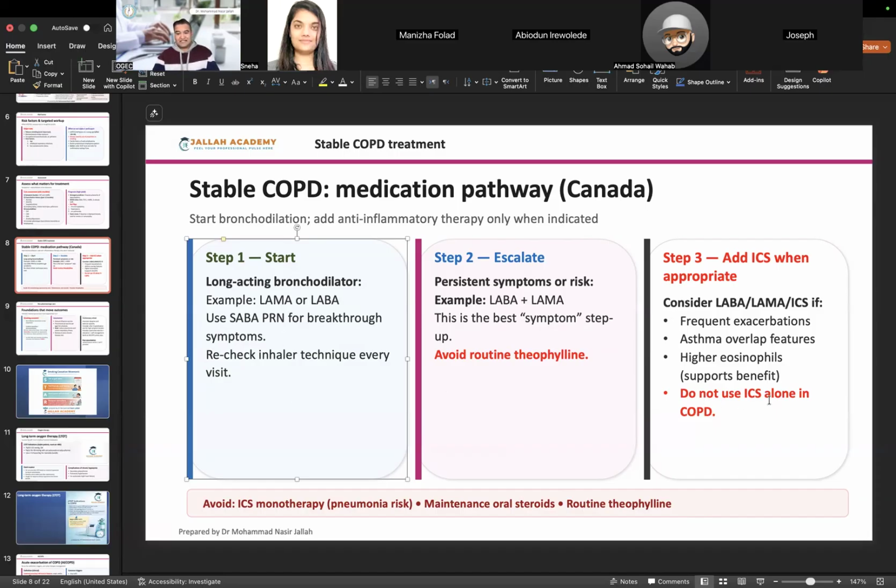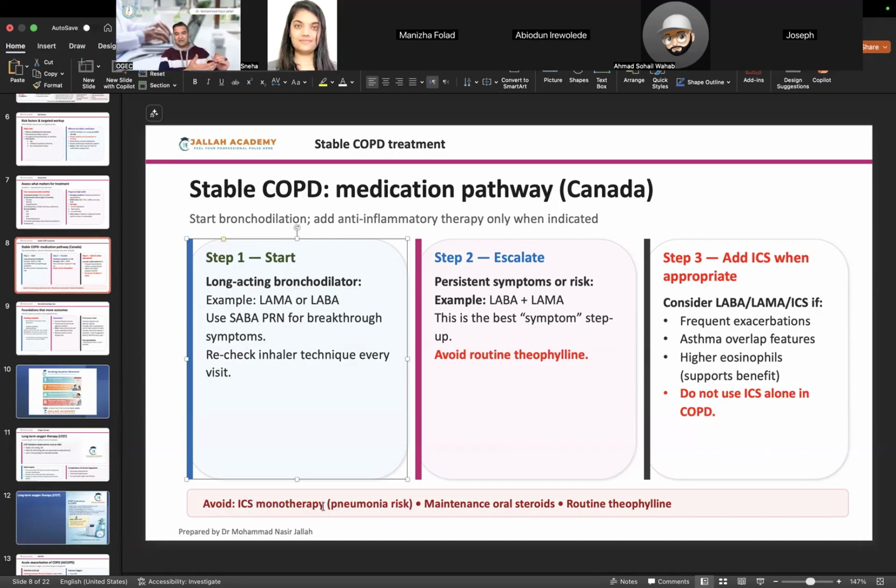Do not use a steroid alone. If there is an option that says ICS monotherapy, don't even think about it. Just ignore it. It is not the right option. That's why I made it red. So avoid a few things. I wrote it down here in red. ICS monotherapy: if you're dealing with a COPD patient and the options are A, B, C, D, E, and you see ICS monotherapy, don't even look at it. That's not the answer. Take it out.